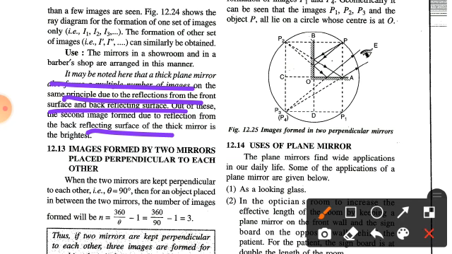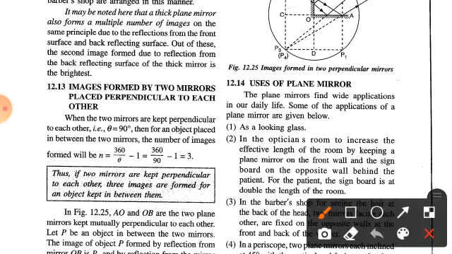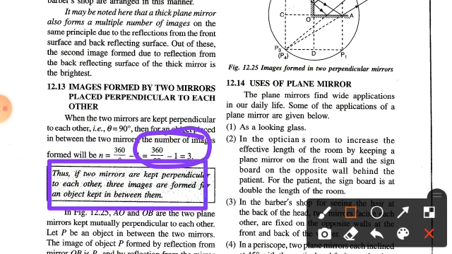Now, the image formed by two mirrors which are placed perpendicular to each other. When the two mirrors are kept perpendicular to each other, theta is 90 degrees. Then for an object placed in between the two mirrors, the number of images formed will be 3. Thus, if two mirrors are kept perpendicular to each other, 3 images are formed for an object kept in between them.